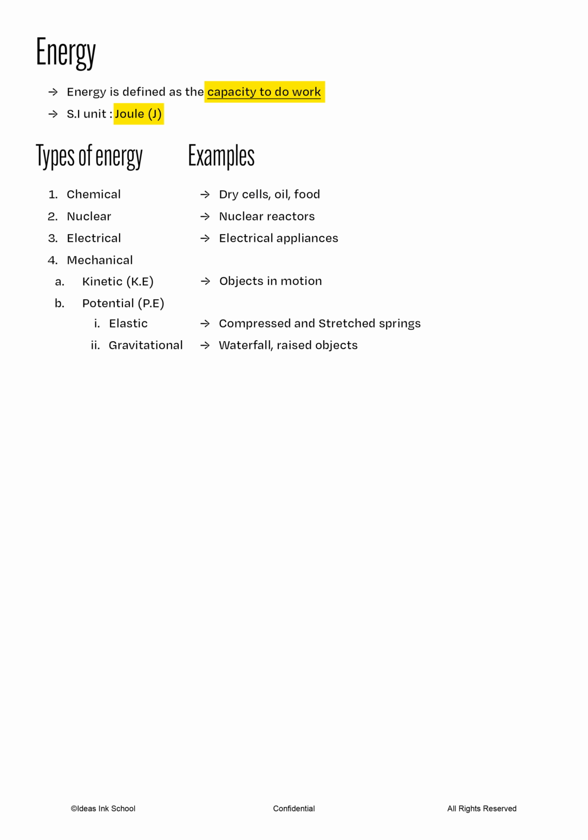Energy can be defined as the capacity to do work, and the standard international unit for energy is joules. Let's begin by listing the different types of energy. Number 1 is chemical energy.